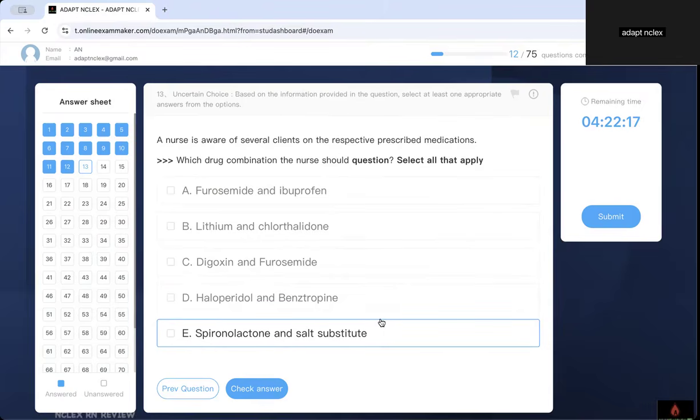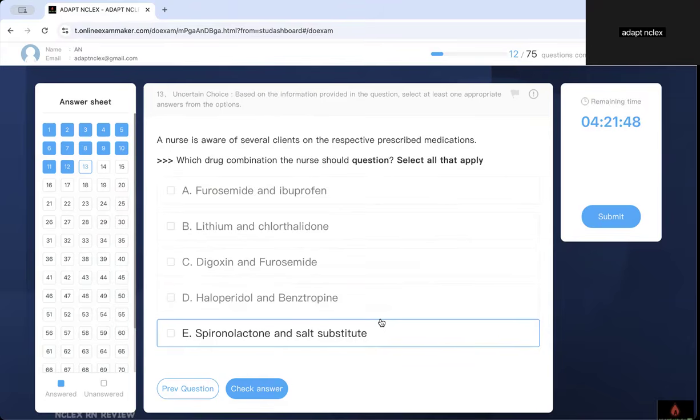Furosemide and ibuprofen, lithium, chlorothalidone, digoxin, furosemide, allopurinol, and benztropine, spironolactone, and what? Salt substitute. What are we doing? What do you think these questions are? We're preventing risks, right? We're trying to figure out what is going on with them. So we're changing gears, and you can see how this is coming.